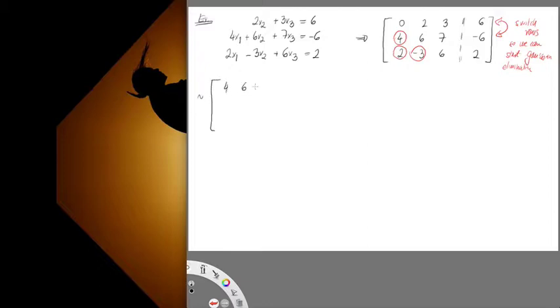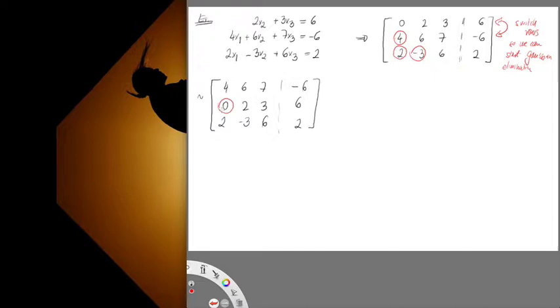So I have 4, 6, 7, minus 6, and then 2, -3, 6, 2, and 0, 2, 3, 6. Whoops. No, no, no, no. I have to switch the entire row. So it's minus 6, 6. The good news about this is that this position is already 0, so I don't have to do anything.